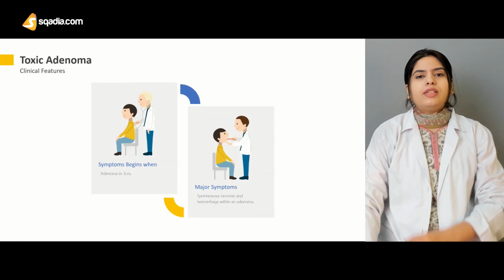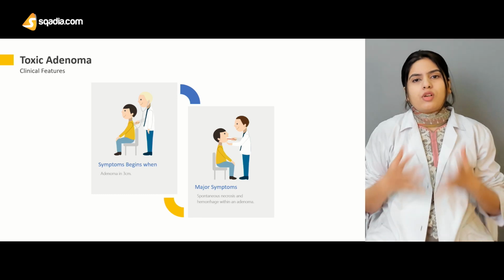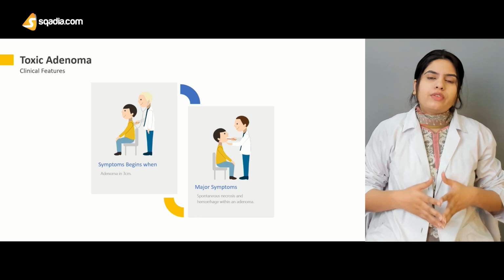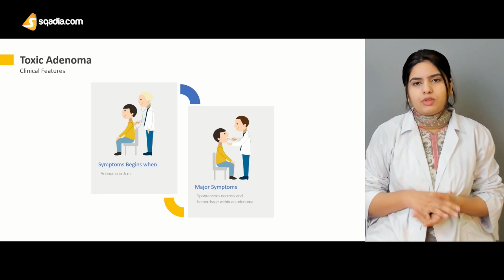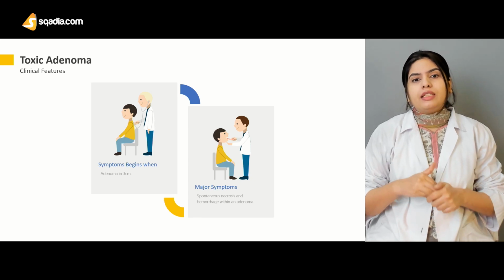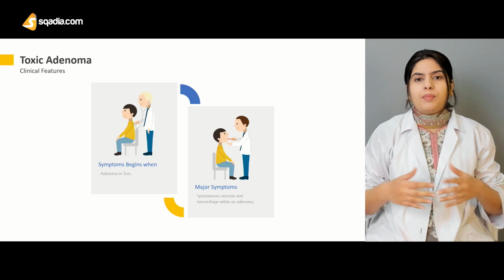Now, talking about the clinical features of the toxic adenoma. The patient will obviously suffer from symptoms that are much more related to hyperthyroidism, as there is also an increase in the level of the thyroid hormone. But these symptoms begin when the size of the adenoma is 3 centimeters or above.